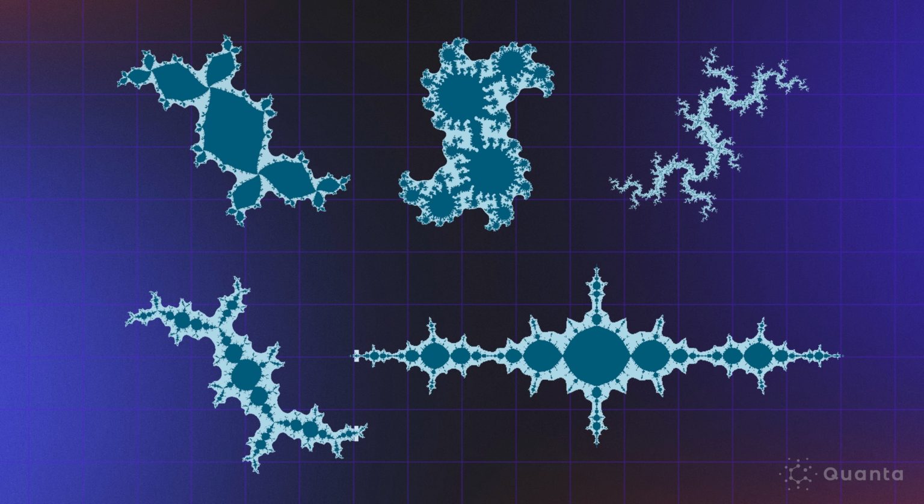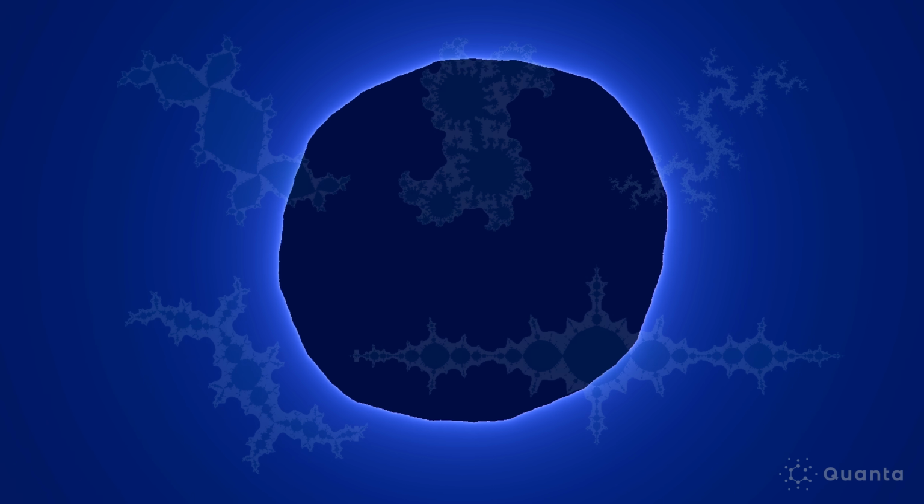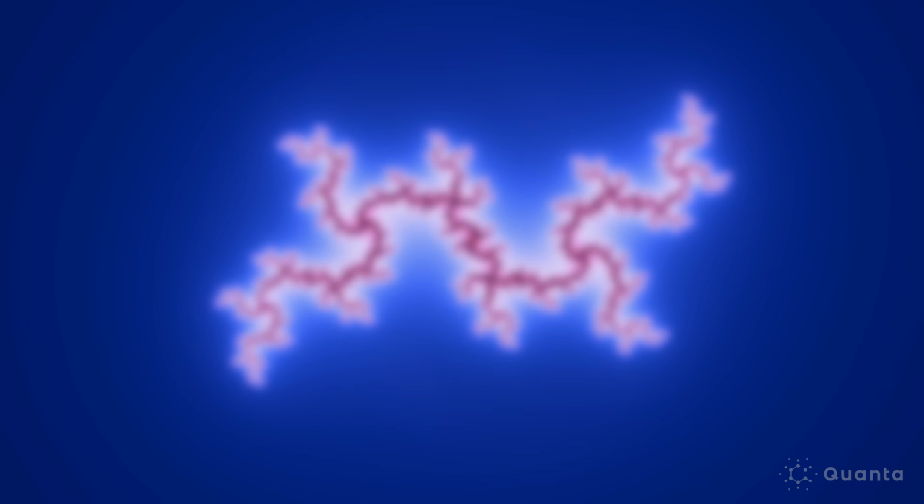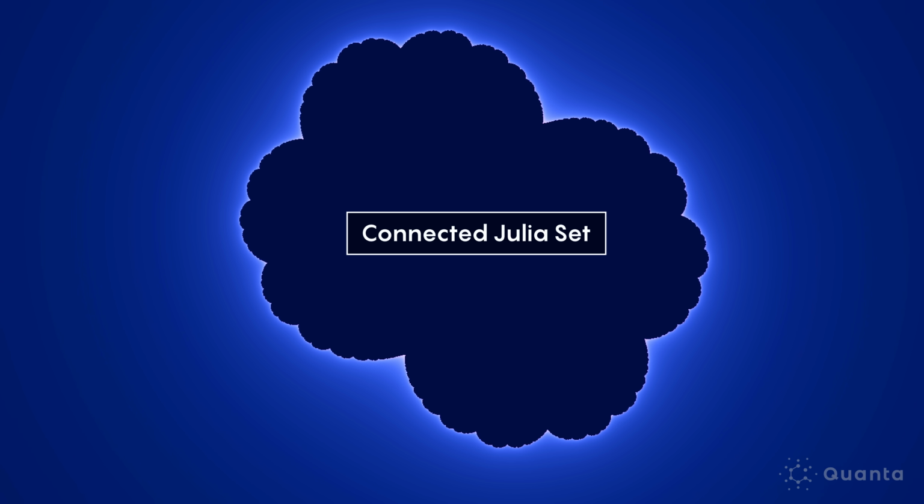Different quadratic equations generate a wide range of filled Julia sets, from basic blobs to intricate twisting tendrils. Filled Julia sets can be divided into two categories. Sets where you can draw a line from one point to any other without lifting your pen are connected.